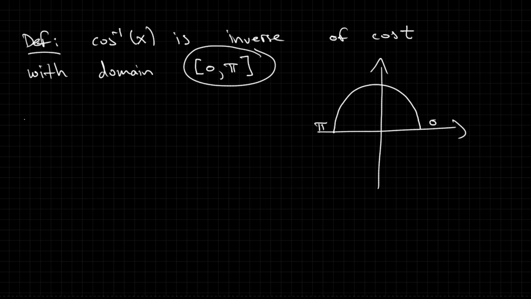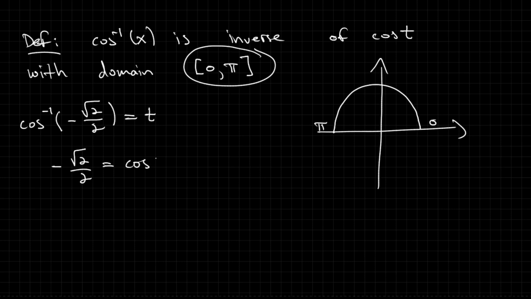Let's do an example. So let's say I wanted to figure out what is cosine inverse of negative root 2 over 2. So we'll do something very similar to what we have been doing. We'll set this equal to t, and we'll write what this means in terms of cosine. So this means that negative root 2 over 2 equals cosine t. And so I'm looking for a t such that cosine t is negative root 2 over 2, and I'm on the top half of the unit circle. That's going to occur in the second quadrant. Here our t is going to be 3 pi over 4.